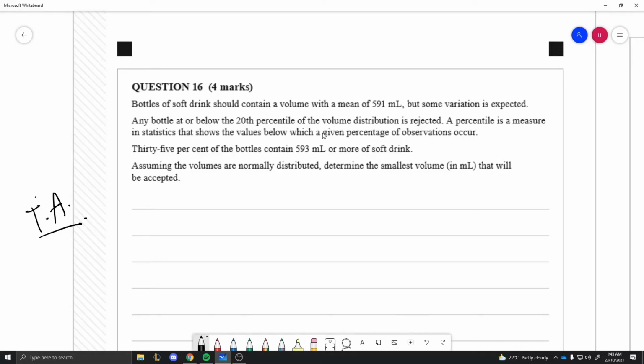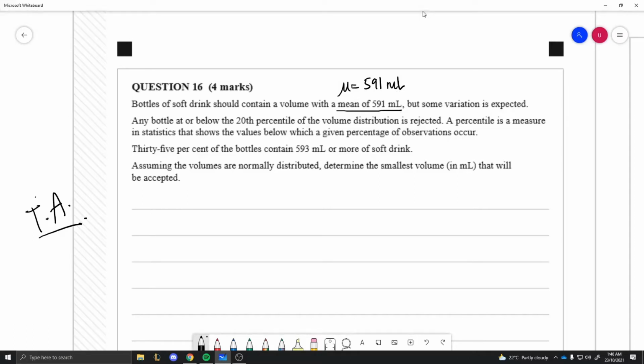So bottles of soft drink should contain a volume with a mean of 591. When I first saw volume, I was thinking it might be a volume question, based on having to calculate between area and volume, but obviously not. It's just a standard probability question. So a mean of 591 mils. Usually I just underline it: mean equals 591 mils. Remember your units are important in case it asks for your final answer in liters or something. That would be just nasty, but it can happen. But some variation is expected.